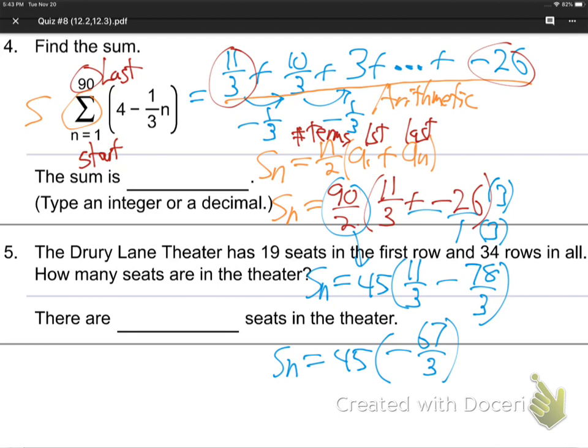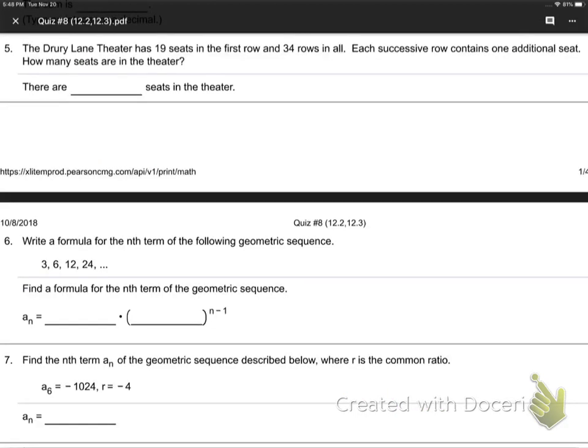Right? So you can just multiply that with your calculator, and let me see, what are we going to get? Negative 1,005. Negative 1,005. All right, so here we are with Drury Lane Theater.